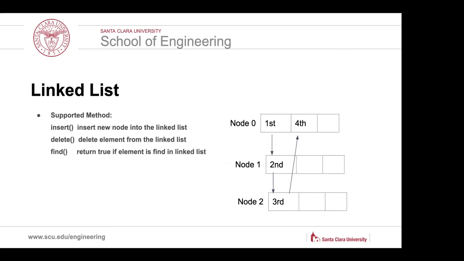Okay, so my data structure is linked list. It works kind of like a queue. So we're going to save the nodes across different nodes. For example, the head will go to node 0, and then the first one will go to node 1, and then the third node will go to node 2, and then we're going to go back to node 0. So we're going to keep it just like the picture here. It only supports 3 methods: insert, delete, and find.